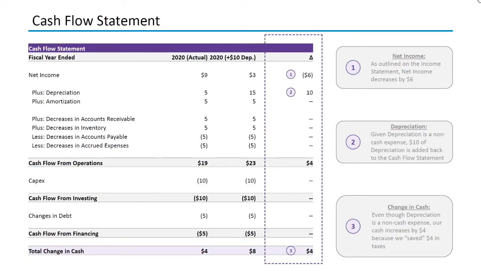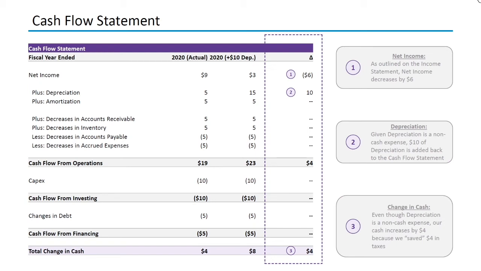Now going to the cash flow statement, as we just discussed, net income decreased by $6. However, we have to add back depreciation given it's a non-cash expense and no cash actually went out the door. So our ending result in cash is actually an increase of $4, because depreciation expense gets added back because no cash went out the door, but we also had the favorable tax treatment of lowering our taxes by $4.